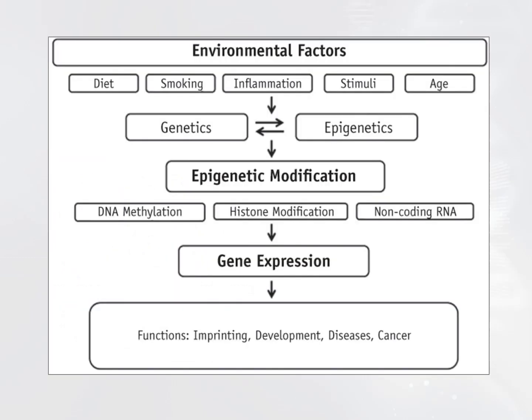So this is a schematic concept of epigenetics. Basically, environmental factors, which involve diet, smoking, our inflammation status, our age, can change the epigenetic status by various modifications, which we will talk about, such as acetylation, methylation, in order to modulate gene expression and to influence various phenotypes and pathologies.